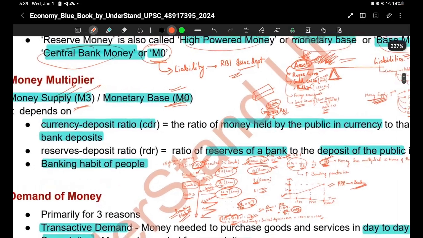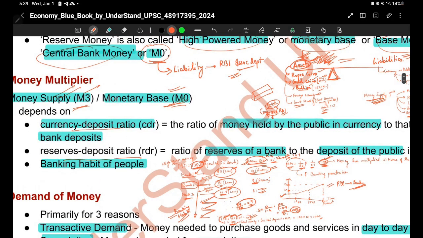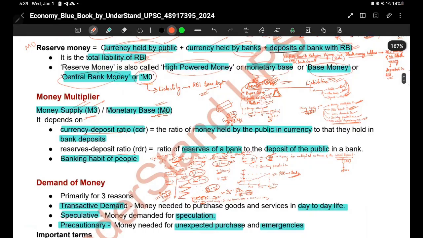Apart from this, there is currency deposit ratio and reserve deposit ratio. Let's see, what is this? Currency deposit ratio. The name itself tells currency deposit. It is the ratio of money held by the public in currency, how much money the public is holding in the form of cash, to how much they hold in the bank deposits. Whatever currency they are holding with them upon whatever deposit they have deposited in the bank. This is currency deposit ratio.